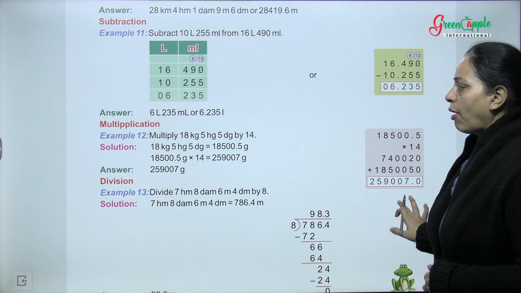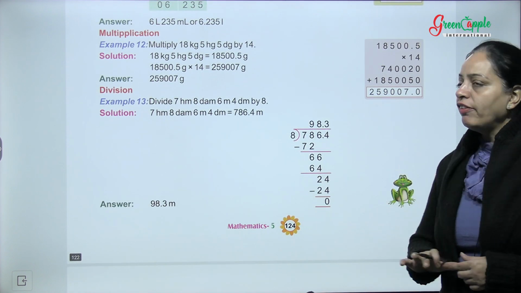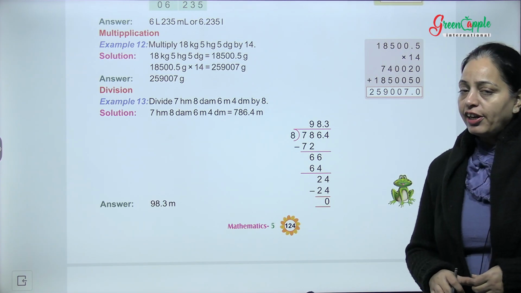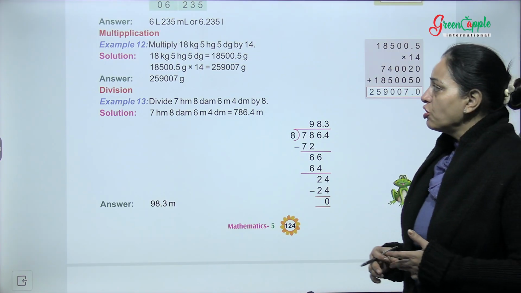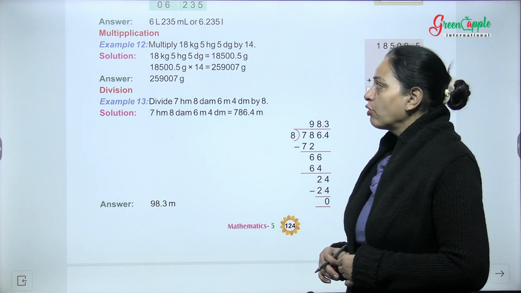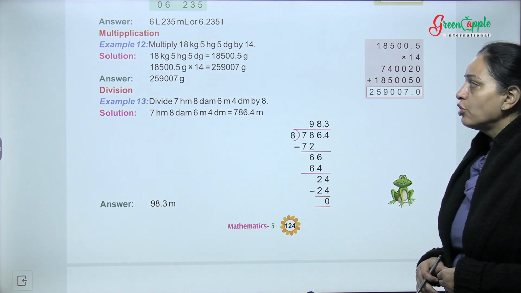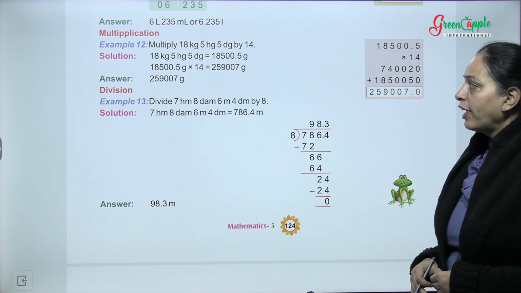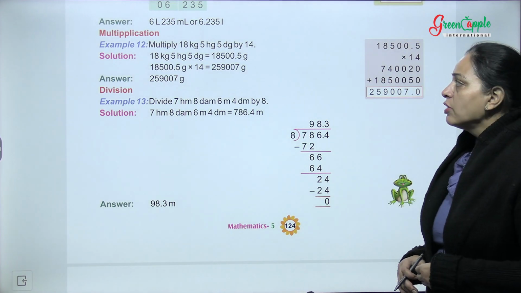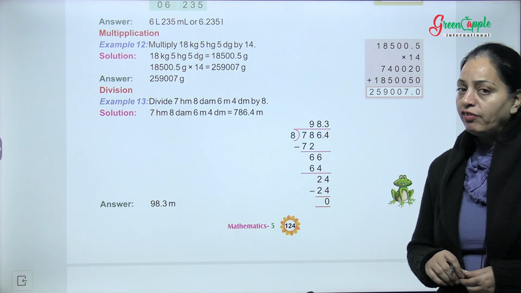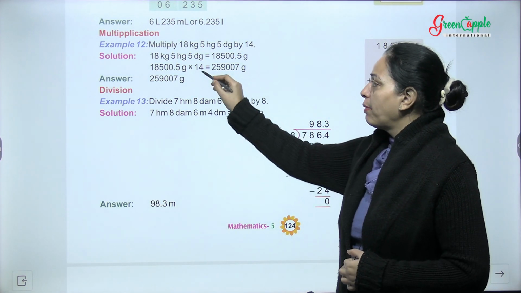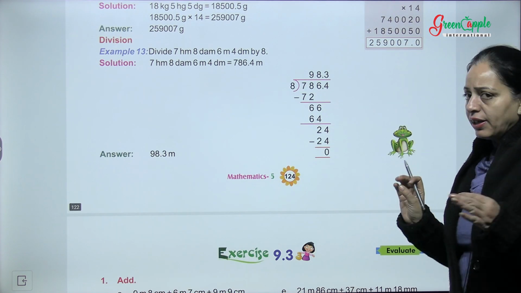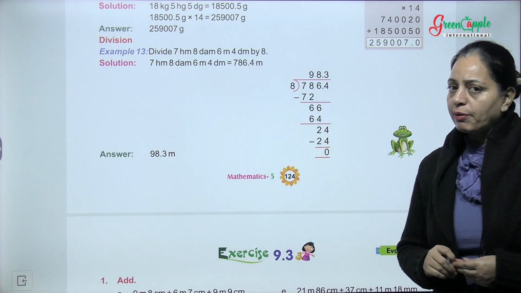Now multiplication. Example 12, multiply 18 kg 5 hectogram 5 decigram by 14. So first arrange it according to the position. So this is 18 kg 5 hectogram 5 decigram. We are converting into gram. So 18 kg means 18,000. 5 hectogram means 500 and there is no decagram. So 5 decigram means 0.5 gram. So this is the value. Now multiply by 14 and this is the answer. Okay, I hope this is clear to you. Just be a little bit careful when you are doing such type of calculation.